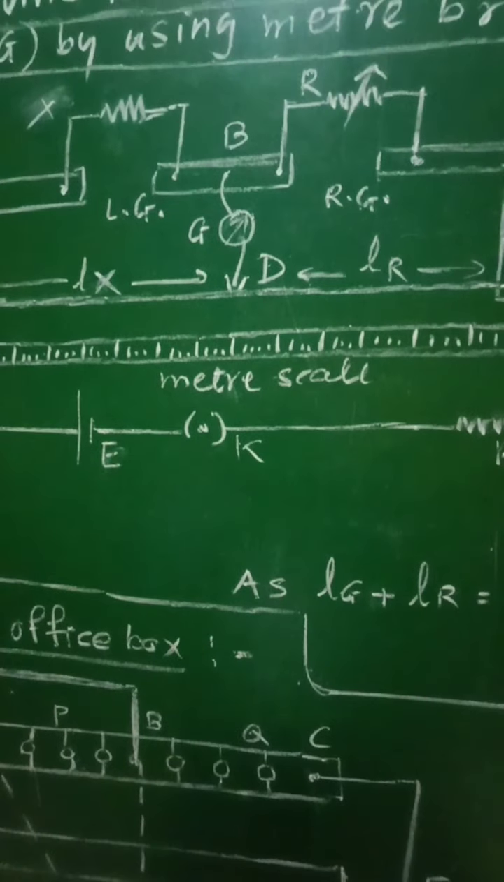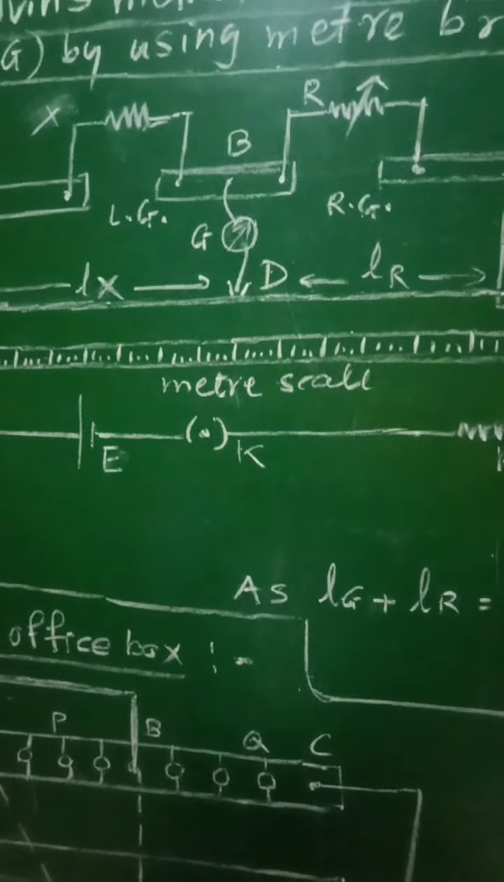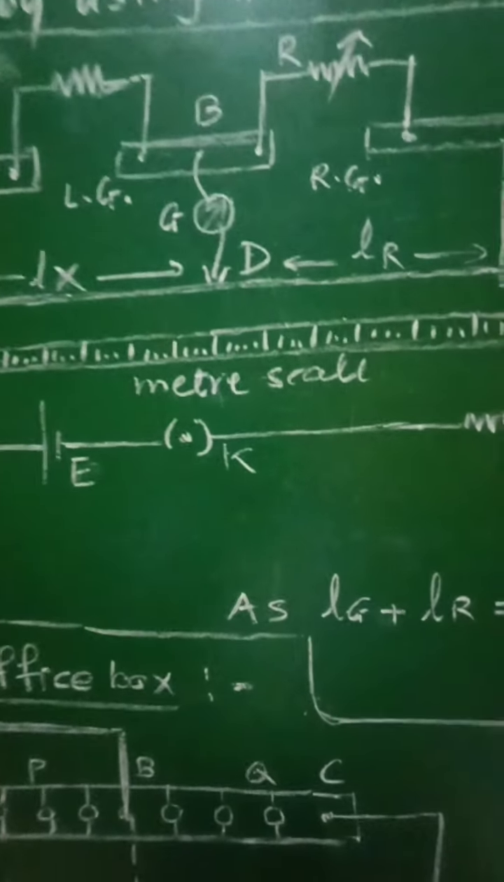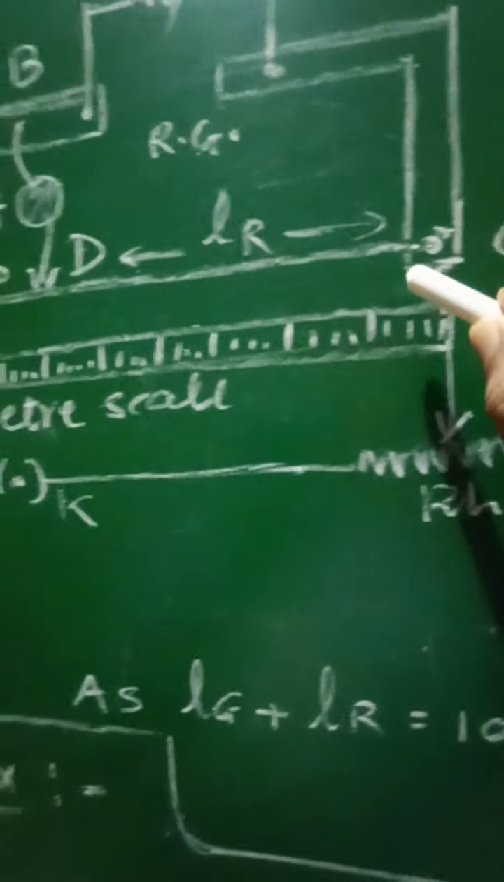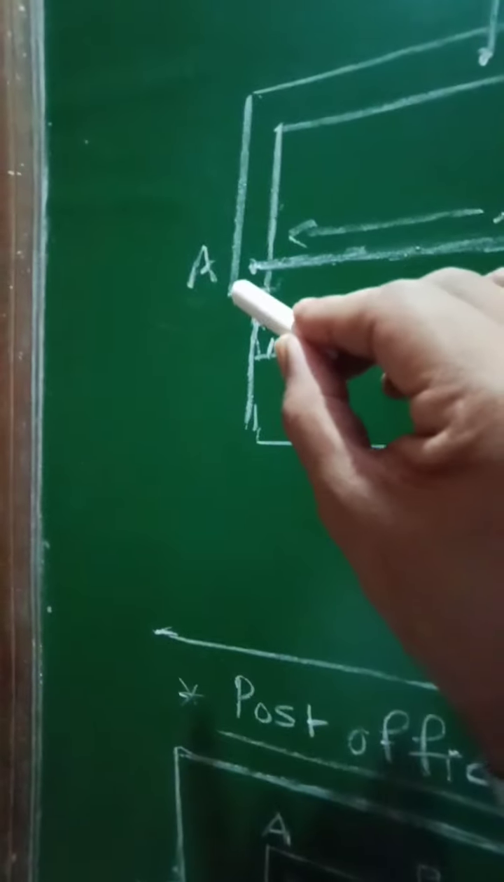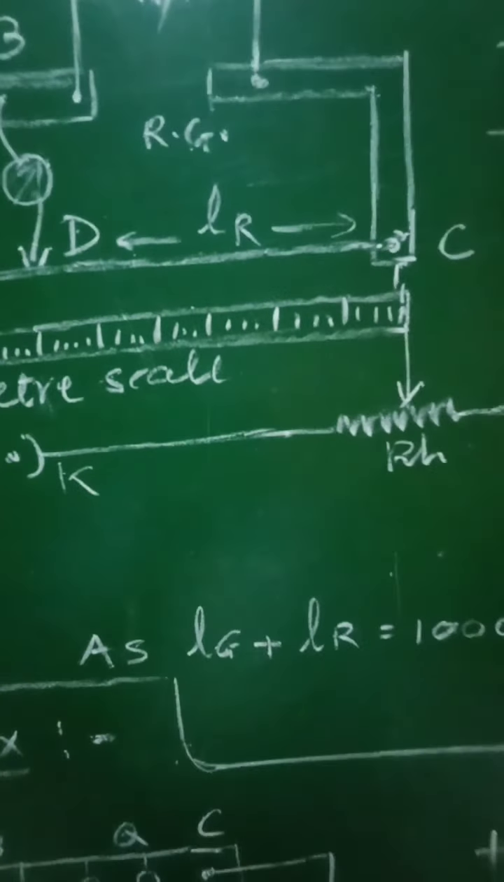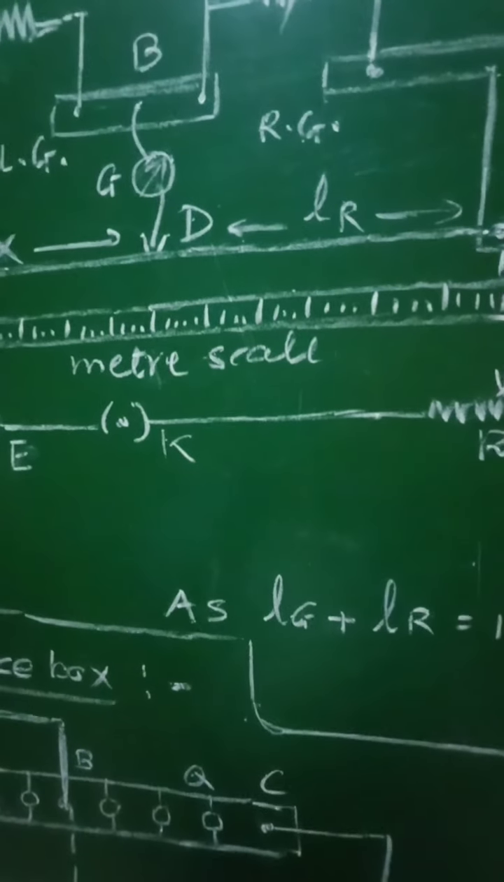Second is the ends of the wire are soldered to the metallic strips where contact resistance is developed. So if you consider these ends of the wire connected at point C as well as at point A, then there will be contact resistance between the ends of that wire and the metallic strips.